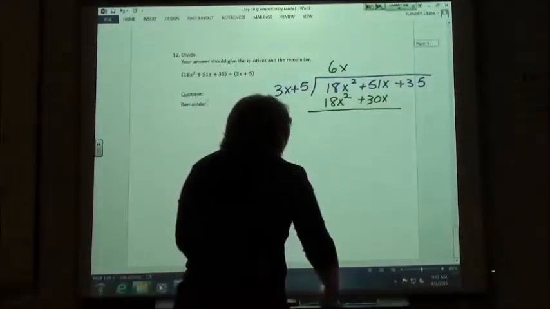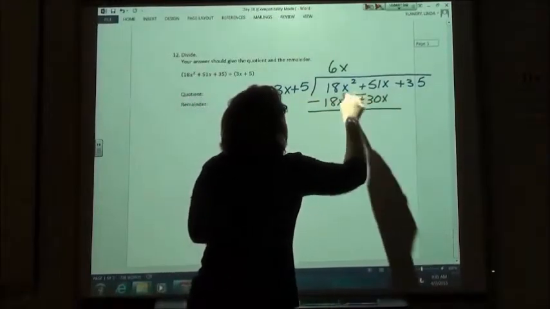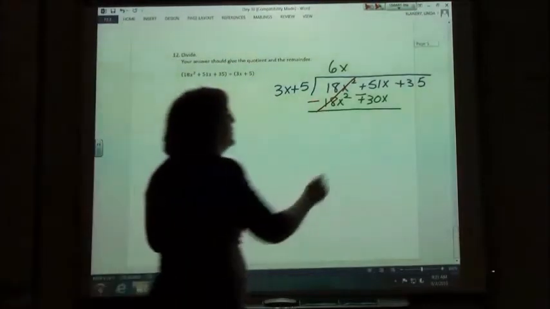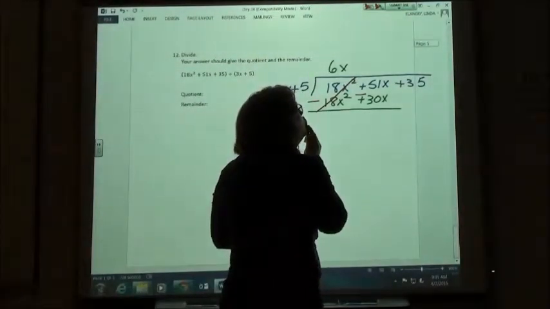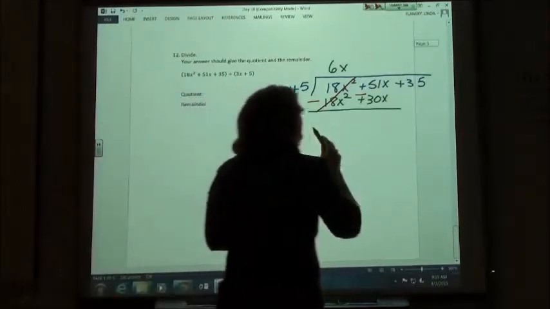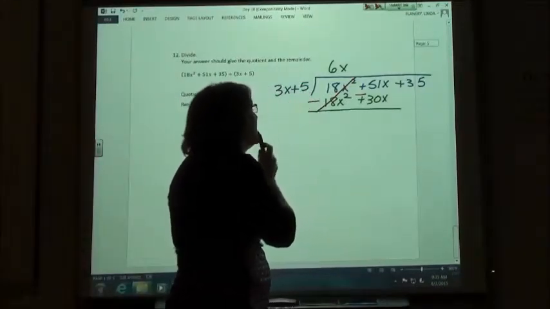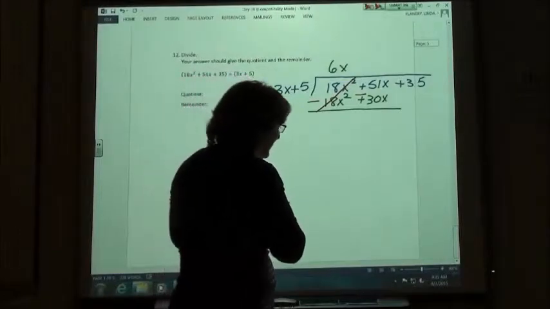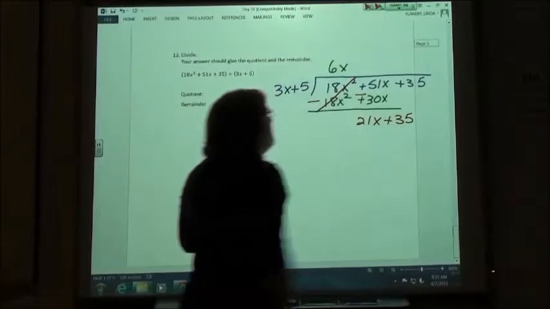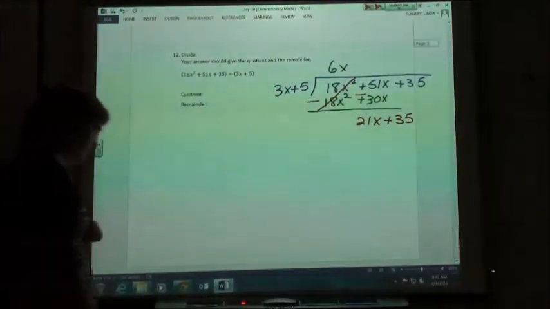Then we have to subtract them, so those cancel out, and we would get minus 51. What is that? 30 minus 51 equals negative 21, so 21x plus 35, right?